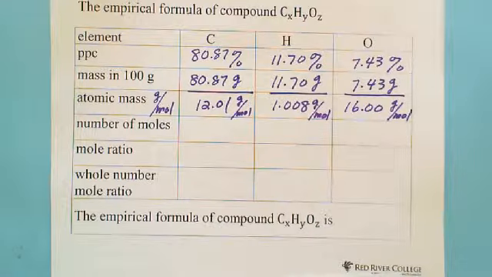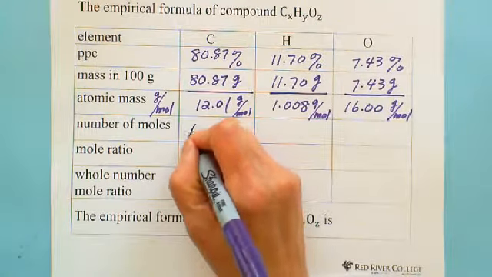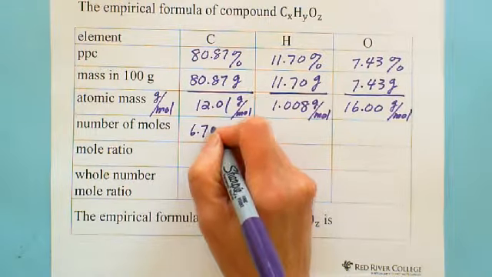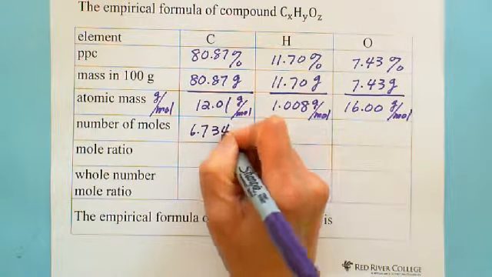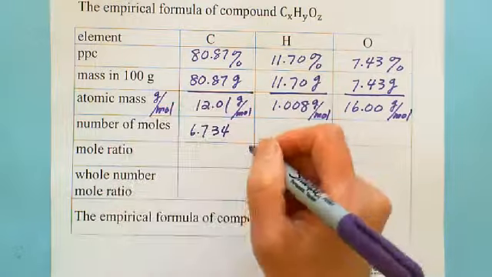80.87 divided by 12.01, you get 6.7, which is not a whole number, but if it is not a whole number, it doesn't matter. Later we will figure it out. So we first just divide these two. We got 6.734. This is the number of moles.